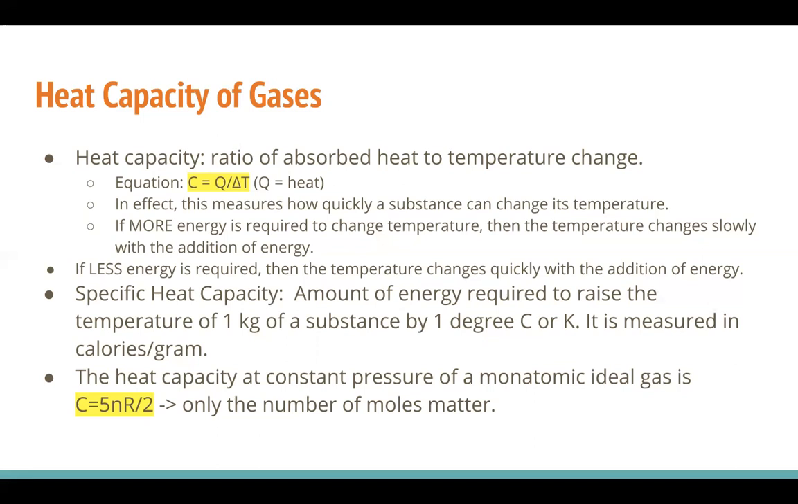all we need to know is that the heat capacity at a constant pressure of a monoatomic ideal gas is 5nR over 2. And so on the MCAT, we mostly only care about the relationship between the variables. From this equation, we can see that the only real variable is n, which is the number of moles. R is the ideal gas constant. So only the number of moles matter. And for that reason, argon, which has 8 moles, has the highest heat capacity.